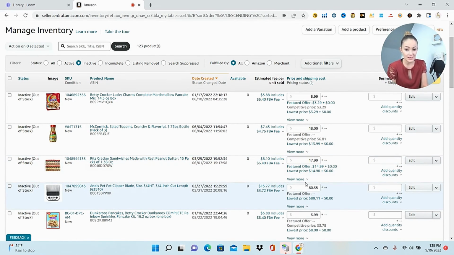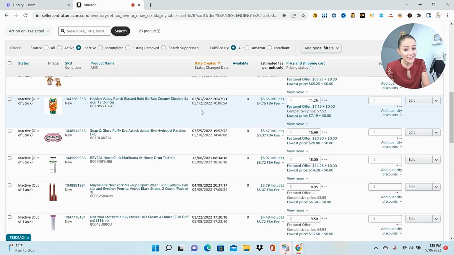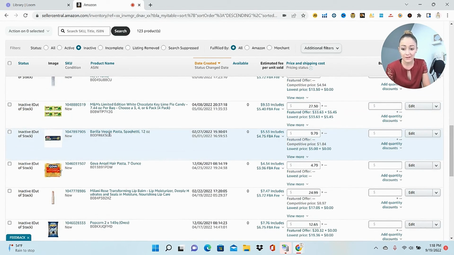But I can see this blade here. This I only ordered a few of, and they sold out. They didn't sell super fast, but the buy box is higher than that now, so this could be something that I could now reorder. On the other hand, this Hidden Valley Ranch Buffalo Creamy Dipping Sauce, you can see I was selling it for $11.25 and now it's dropped. Not a replen. Barilla Veggie Pasta, definitely not a replen. This was going for quite a bit of money and now it is not. So I don't want to reorder these.